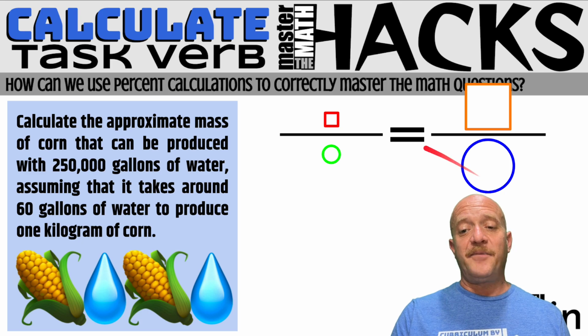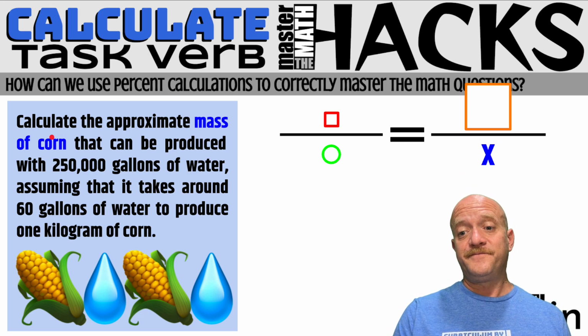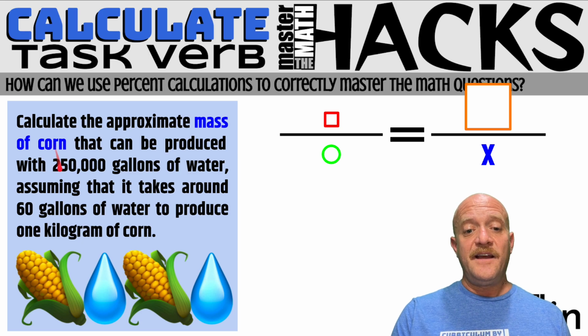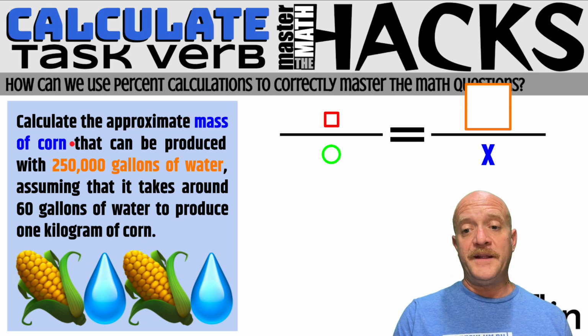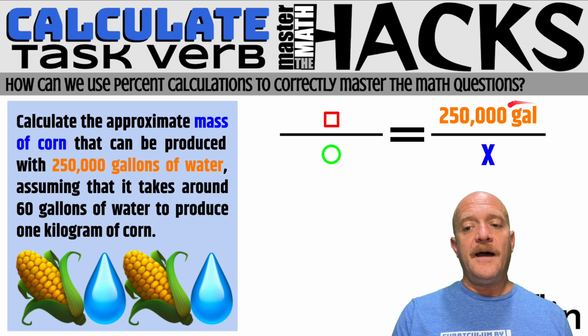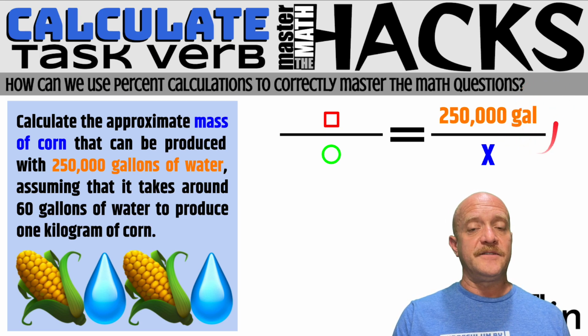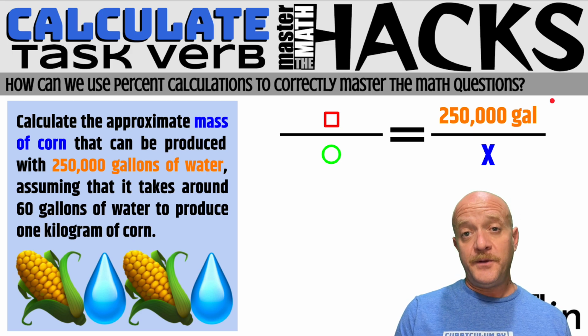For this example, I'm going to use these colors to represent, and I'm going to go through and annotate. So the mass of the corn, that's going to be our unknown. It's an X. 250,000 gallons of water is for the bigger component. So that's where that would go. And I'm always going to put my units on here. It's best to put your units every single time.